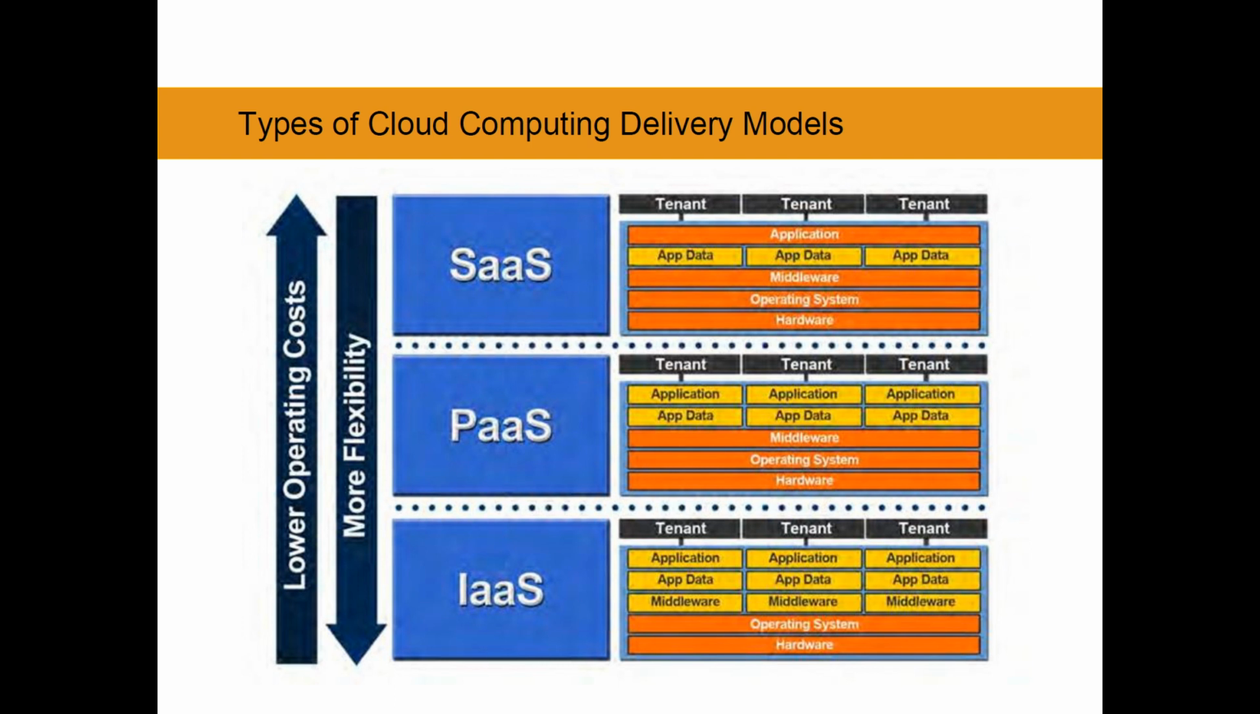PaaS is in the middle, where you are required to develop your own application on top of the platform. You can see, in IaaS here, the tenant or subscriber needs to manage their own middleware, apps, data, and application. Operating system and hardware are managed by the cloud service provider. But for PaaS, hardware, operating system, and middleware are normally managed by the cloud service provider, and you as a subscriber or tenant only manage your application and apps data, where the application is normally developed by you.